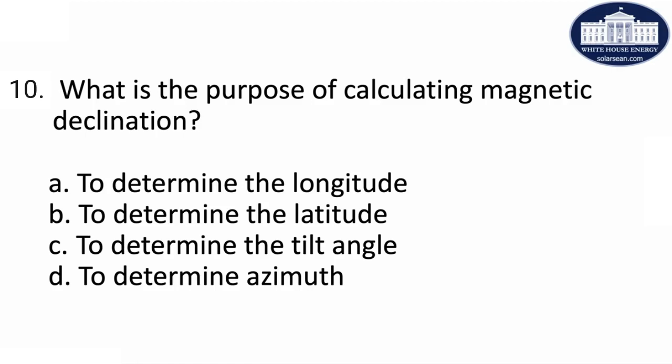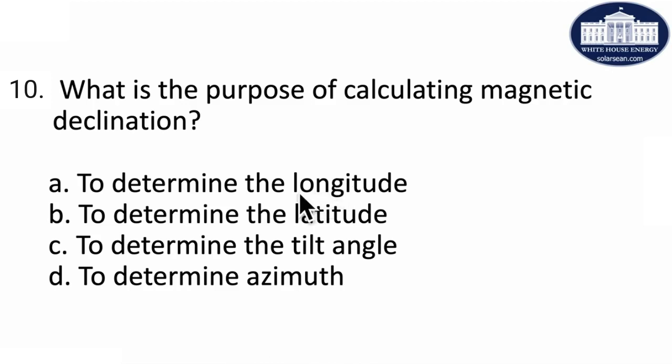What is the purpose of calculating magnetic declination? Let's talk about that. Is it to determine the longitude? Is it to determine the latitude? Is it to determine the tilt angle? Or is it to determine the azimuth?